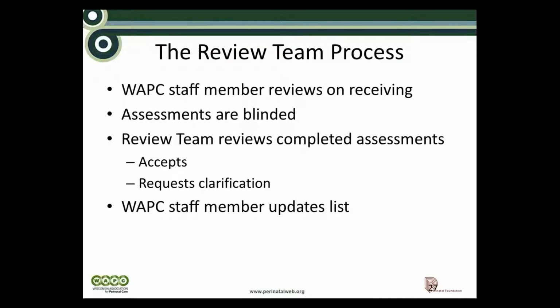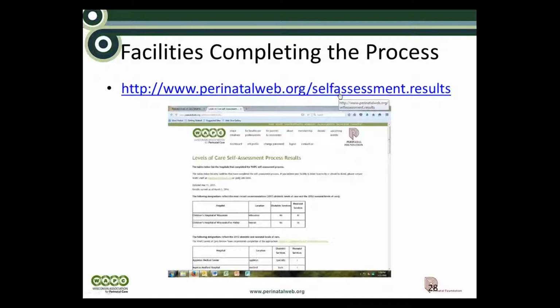When the review team reviews the completed assessment, they generally will come up with one of 2 conclusions. One, to accept it, and the other is to request more clarification. There might be specific things that I didn't think of or that I didn't look at that come up. And so then we contact the contact again to ask for that clarification, and then bring those clarifications back to the review team. And then finally, a staff member updates the list that we have on our website. This is the address for that, and I'll show you how to get to that and describe how we have things signified on this particular page at this point.